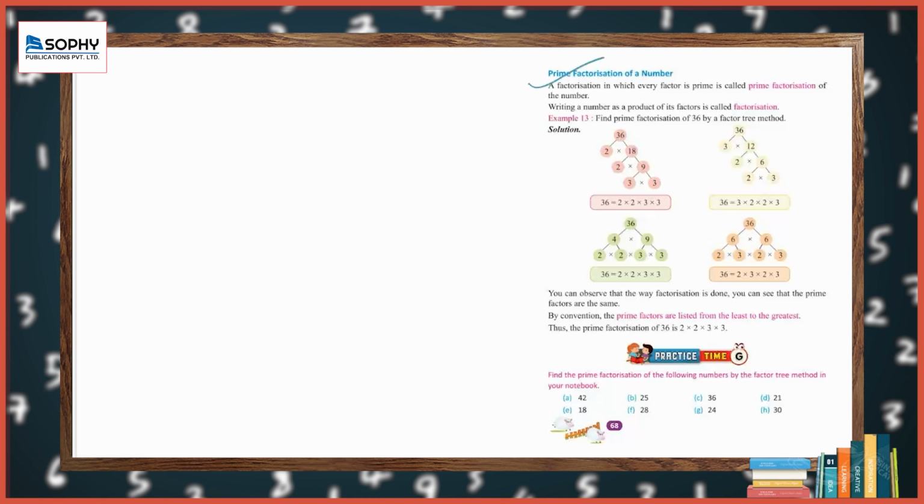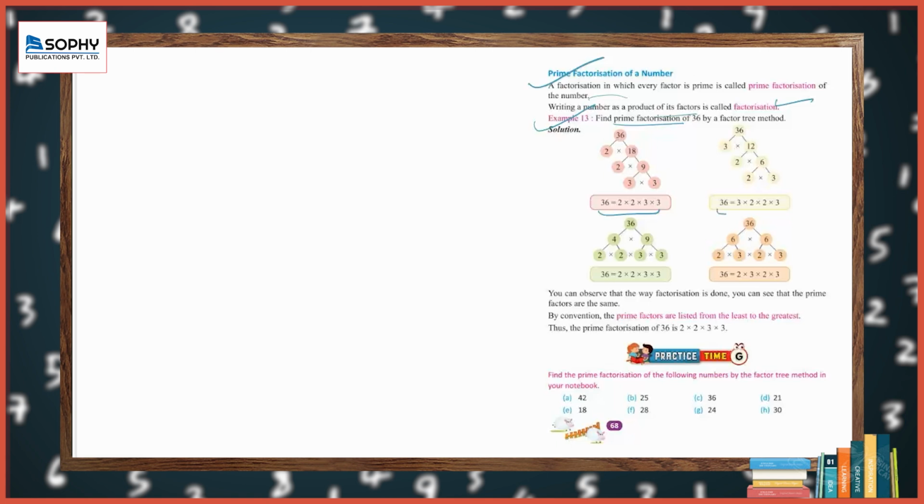Next is our prime factorization of a number. A number in which every factor is prime is called the prime factorization of that number. Writing a number as a product of its factors is called factorization. For example, students, find the prime factorization of 36 by the factor tree method. 36 is equal to 2 into 2 into 3 into 3.